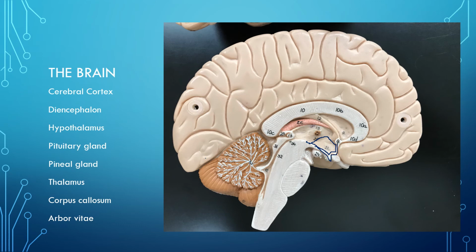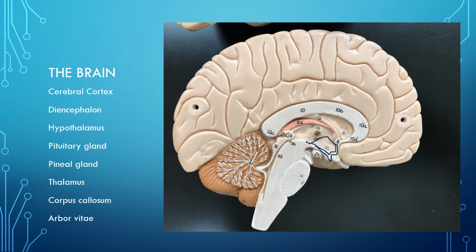And the hypothalamus is important because it regulates some of your homeostatic processes in the body. It secretes hormones and it controls your body temperature, your sense of hunger, thirst, fatigue. It also is involved in regulating sleep and circadian cycles.